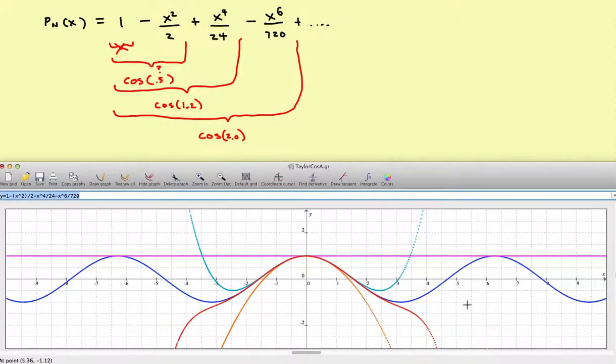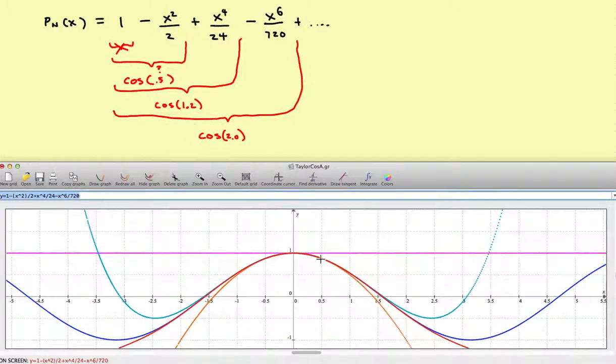So if you wanted a more accurate answer, you may have to go out to plus x to the 8th. But the idea is that each one, as you add terms, you improve the accuracy of the answer. And then finally, this is kind of interesting to do. Notice, the closer you are to the center, which is at 0, all of them are fairly accurate, except for the pink one, of course. So let's just zoom in right here and see how they actually look.